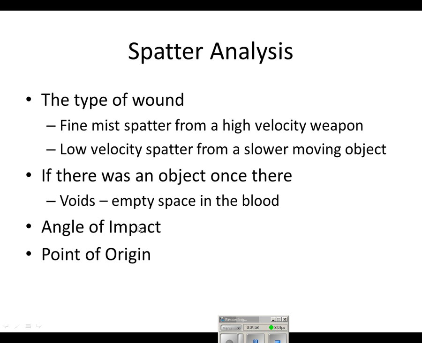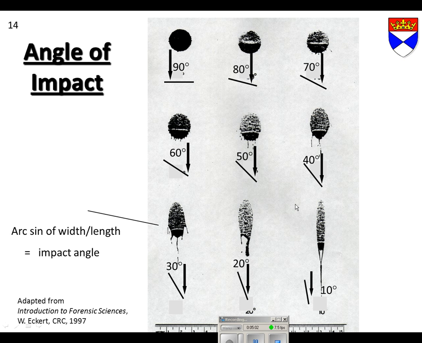And we can also figure out the angle of impact and point of origin. So let's look more at that. To figure out the angle of impact, you're actually going to take the arc sine of the width and the length, and that's going to give you your angle.